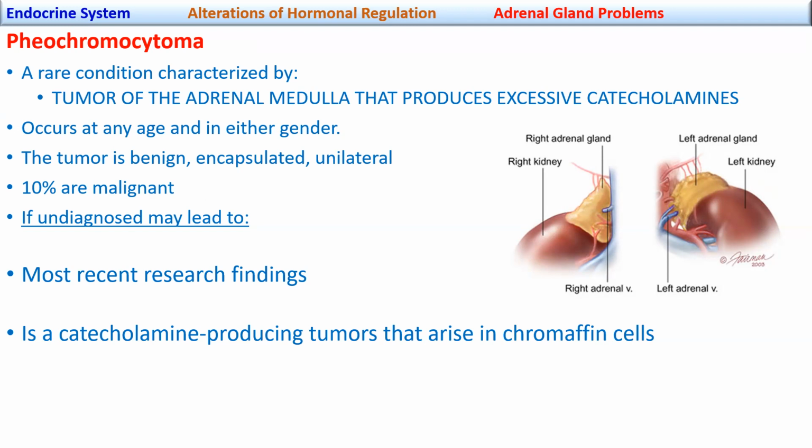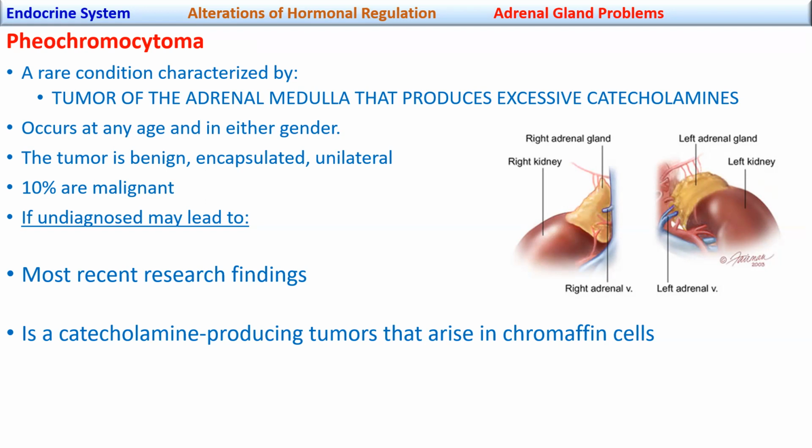Some of the most recent research findings, just as an FYI, show that deficiencies of iron or copper and diets high in manganese have been associated with pheochromocytoma. Although the cause of the tumor is not yet known, it's not well understood.